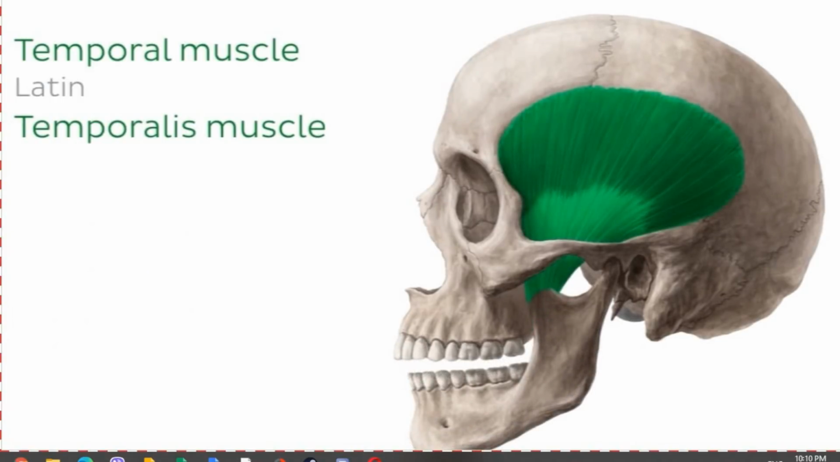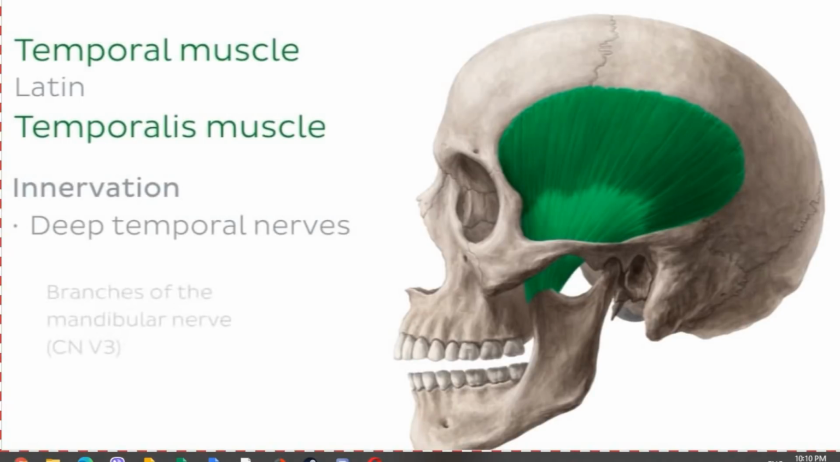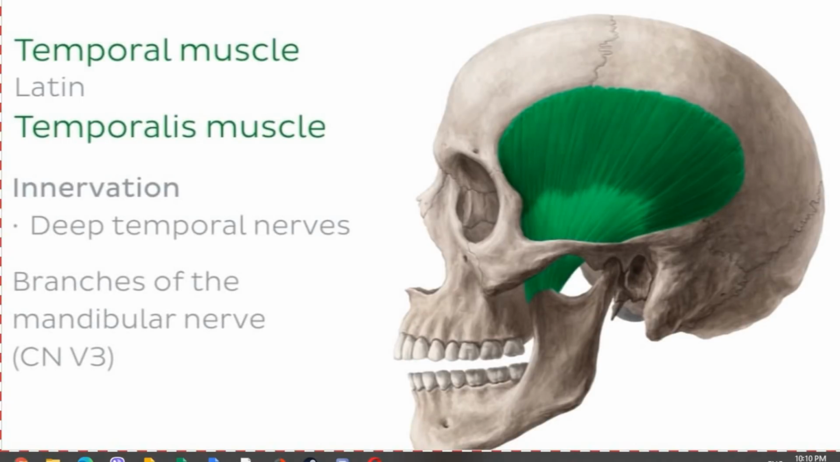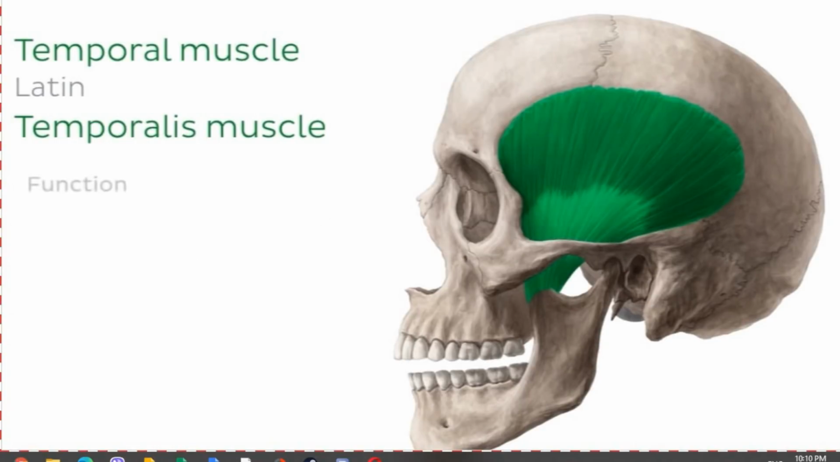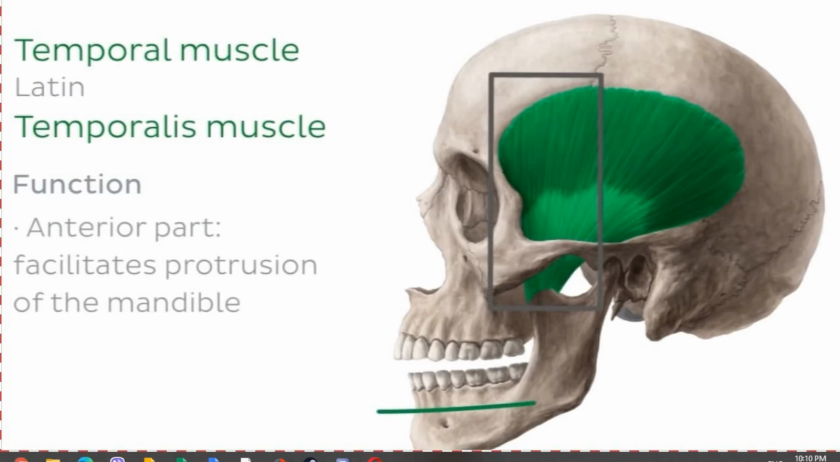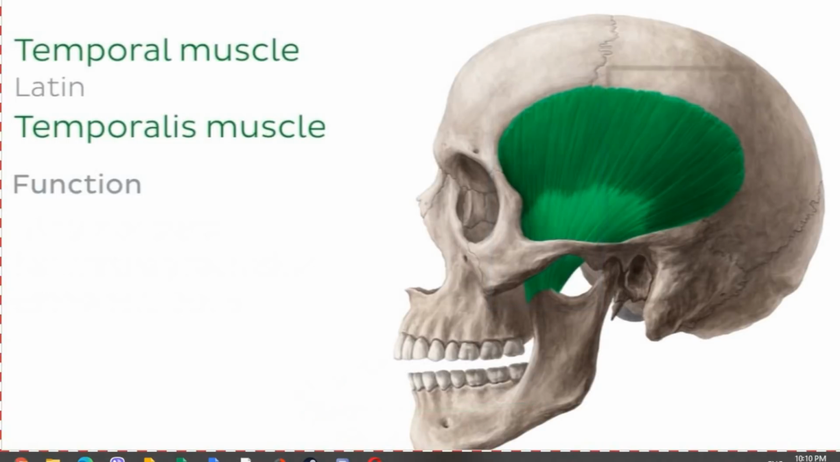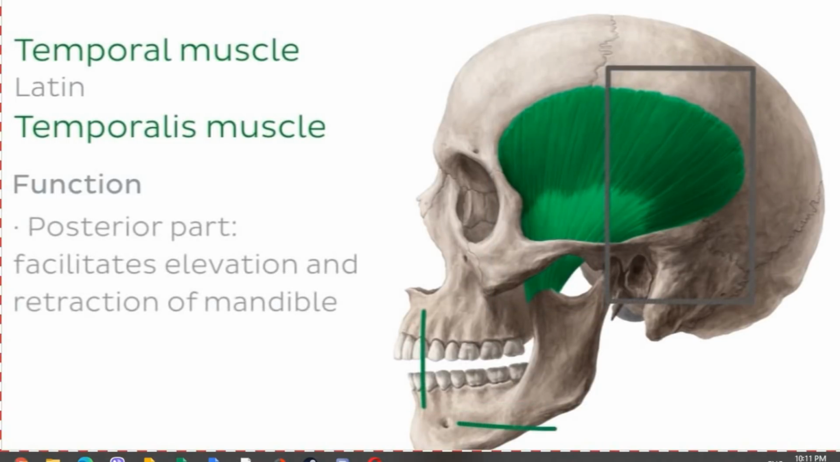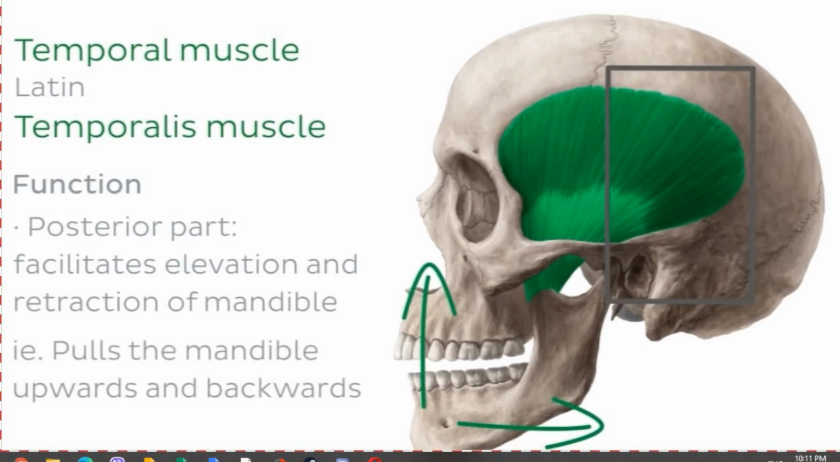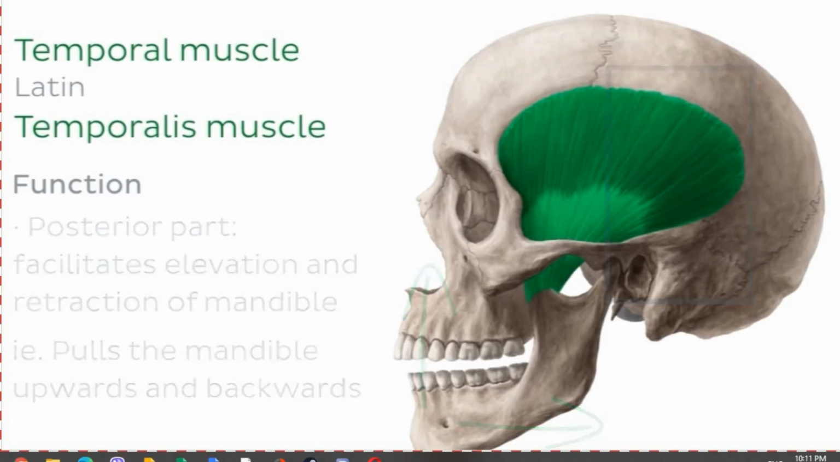The temporal muscle is innervated by the deep temporal nerves, which are branches of the mandibular nerve, the third division of the fifth cranial nerve, the trigeminal nerve. The temporal muscle can be divided into two parts, according to function. The anterior part of the muscle moves the mandible forward or facilitates the protrusion of the mandible, and the posterior part of the muscle, on the other hand, facilitates elevation and retraction of the mandible. In other words, it pulls the mandible upwards and backwards.